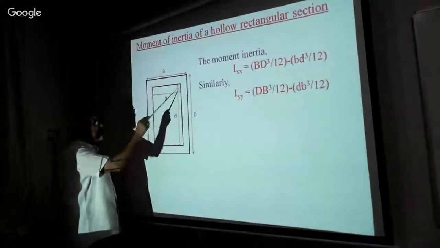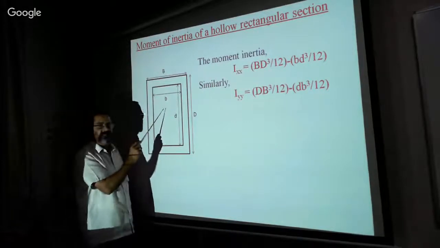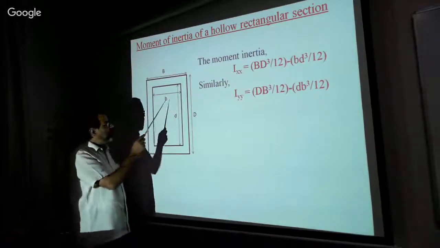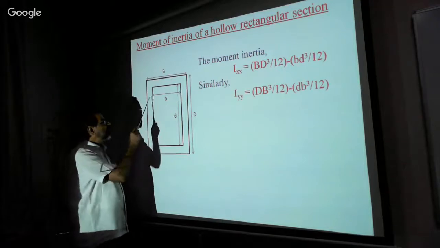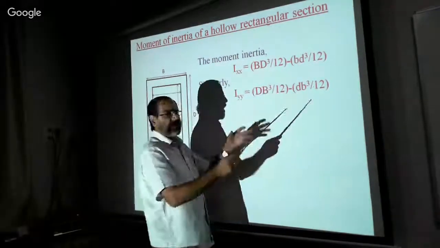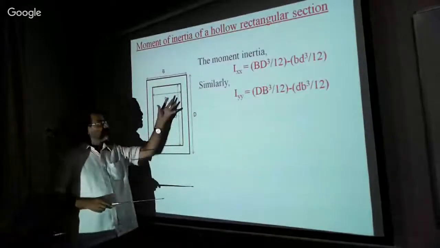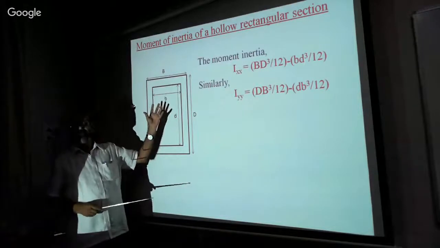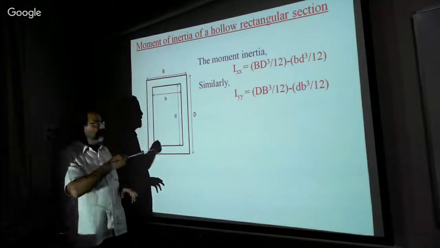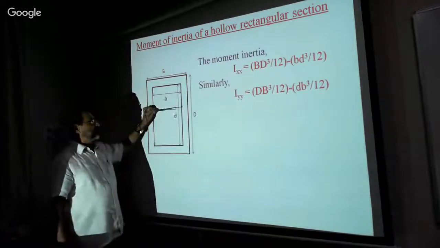And in this inner portion, there is no material. It is not participating in resisting the force. Therefore, we need to deduct this. So b D cubed by 12 minus b d cubed by 12. We have deducted that quantity because that material is not present. We have the material only in this portion, therefore the moment of inertia Ixx with respect to the xx axis.